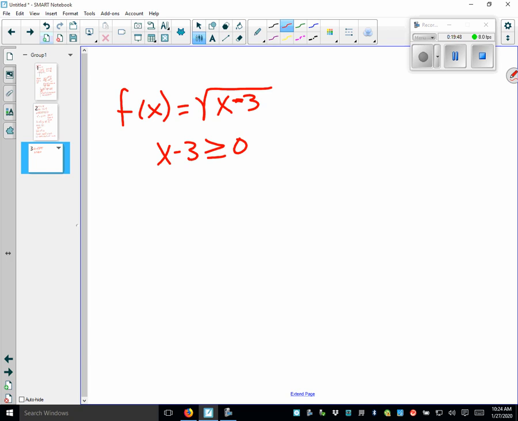So what is x? X is greater than or equal to positive 3. How do I write it? It would be bracket 3, comma, infinity, parenthesis. Oh yeah. It's coming back, isn't it?